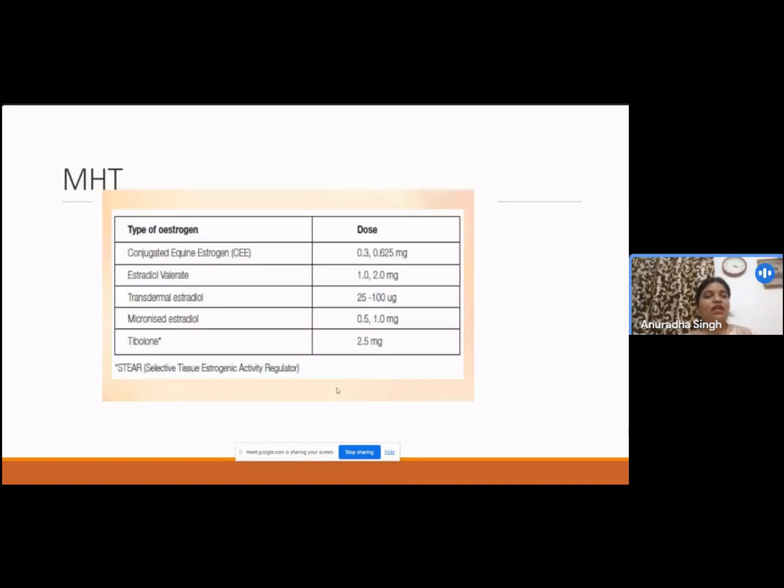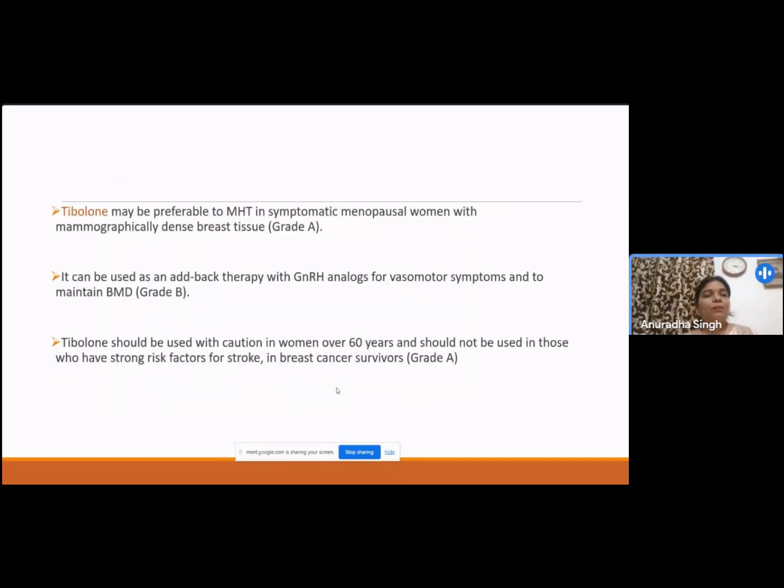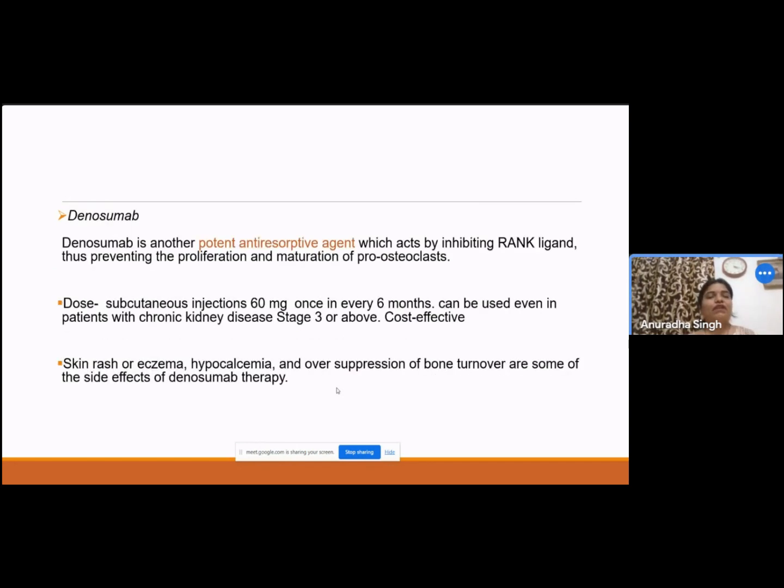These are the doses which have been already talked about. Tibolone is another important drug which is preferable to MHT in symptomatic menopausal women with mammographically dense tissue. It can be used as an add-back therapy, and it has to be used with caution in women over 60 years and should not be used in women who have strong risk factors for stroke and breast cancer survivors.